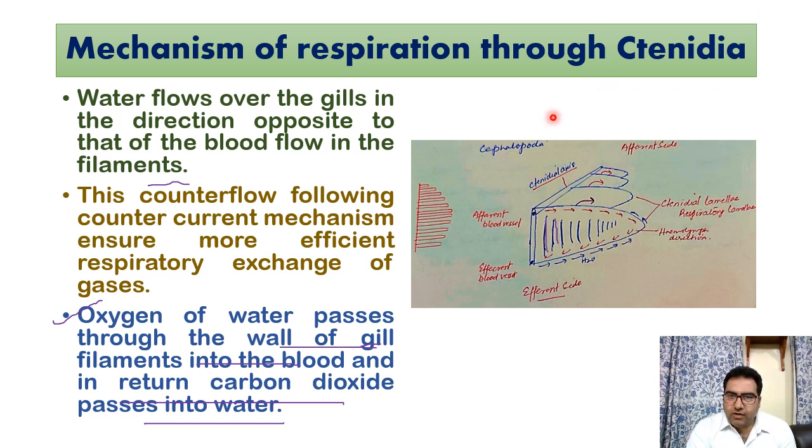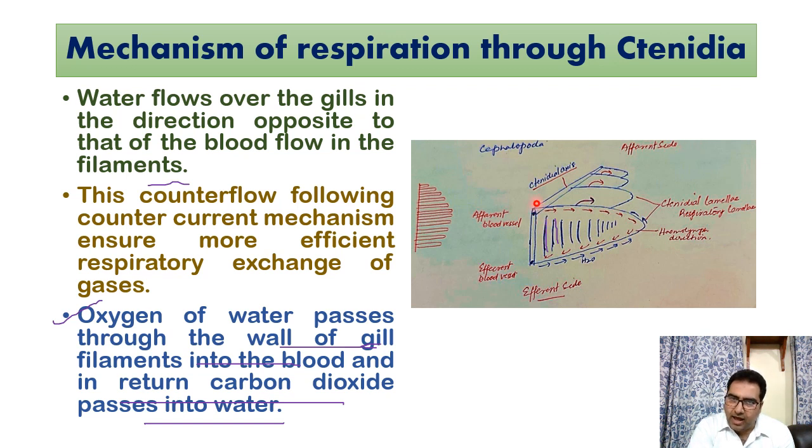Secondly, you are seeing that Ctenidia are broader on the axial side, that is on the axis, and they become narrow towards the apex, and they also become shorter toward the other side, that is the afferent side. So this side is called the efferent side, and this side is called the afferent side.